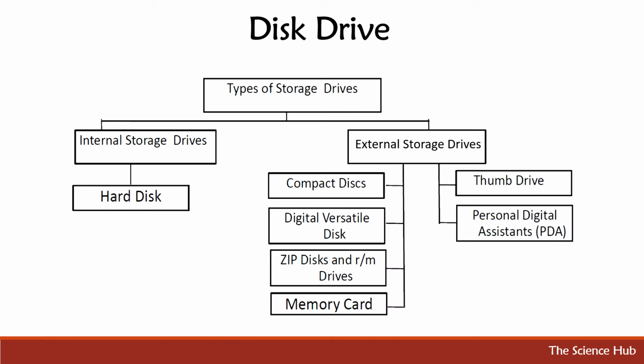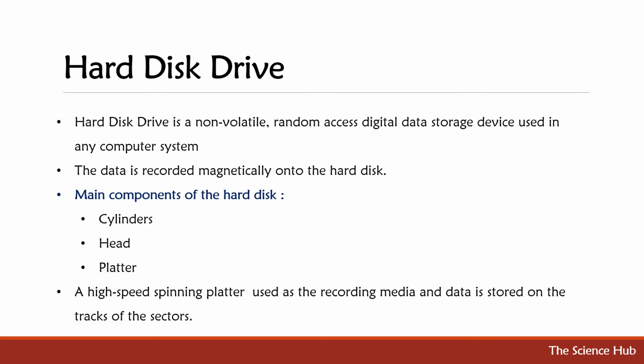So there are two types of storage drives. Number one is internal storage drive and number two is external storage drive. An internal storage drive example is the hard disk, and external storage drive examples are thumb drives, PDAs, memory cards, DVDs, CDs, etc. So let's move on to hard disk drive.